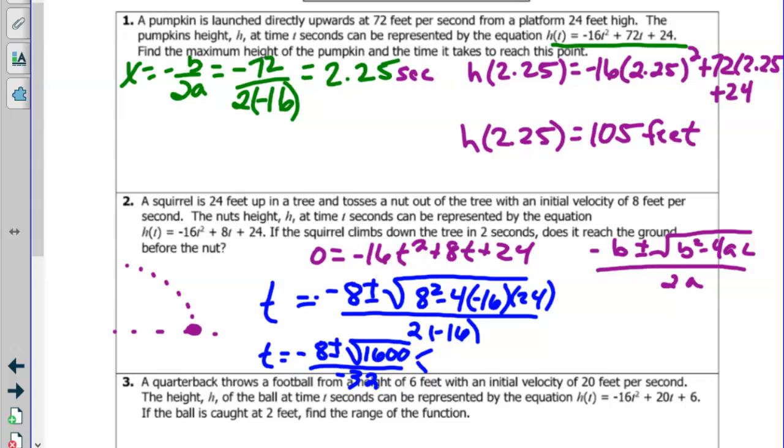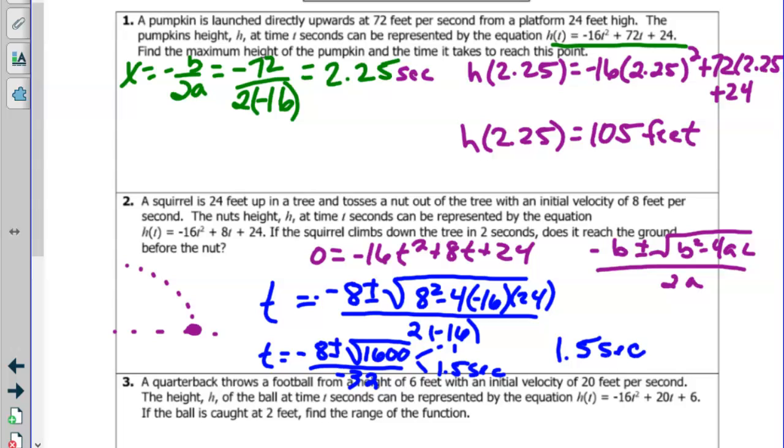What did you get? Positive 1.5 would be one of them. What's the other one? Negative 1. Negative 1 is right, yes. Alright, so which one do we obviously want? The positive. That takes 1.5 seconds.